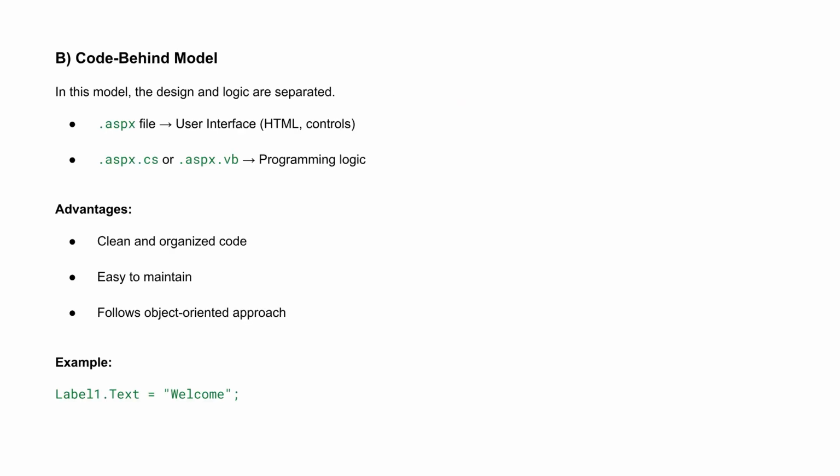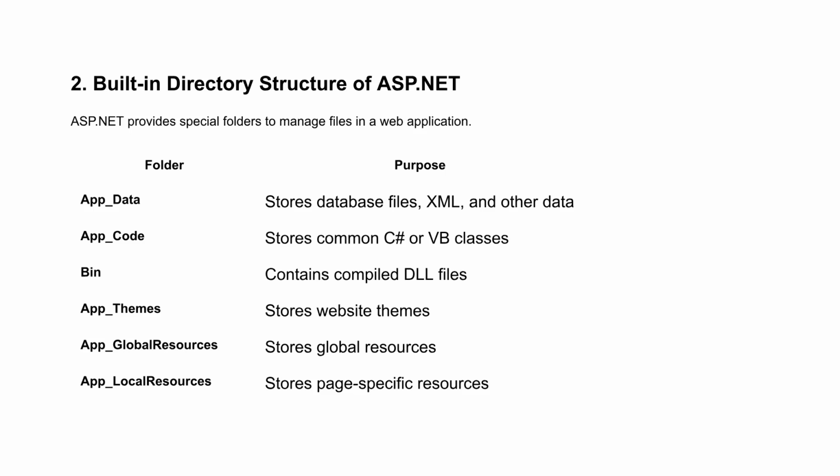B. Code behind model. In this model, the design and logic are separated. A. The .aspx file → user interface, HTML, controls. The .aspx.cs or .aspx.vb file → programming logic. Advantages: clean and organized code, easy to maintain, follows object-oriented approach. Example: Label1.Text = "Welcome".